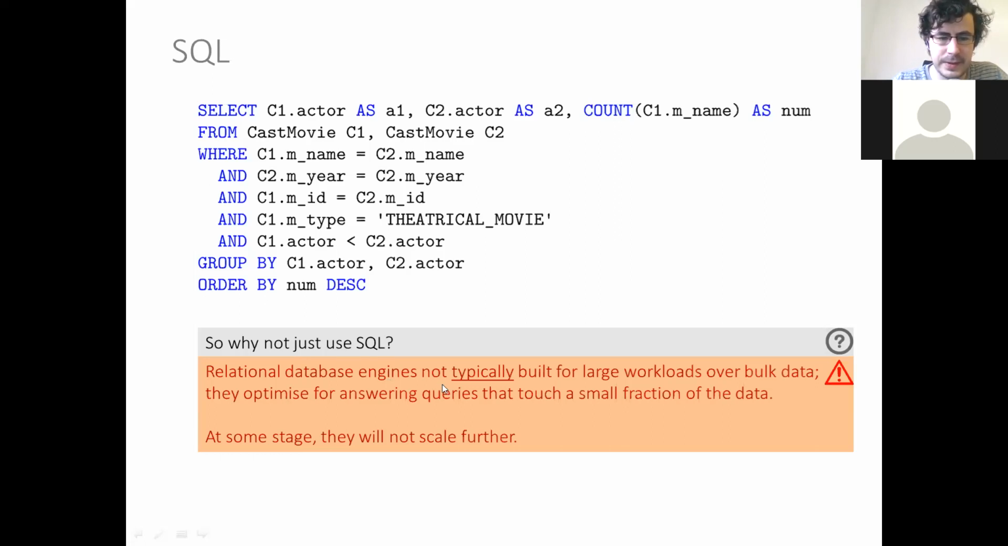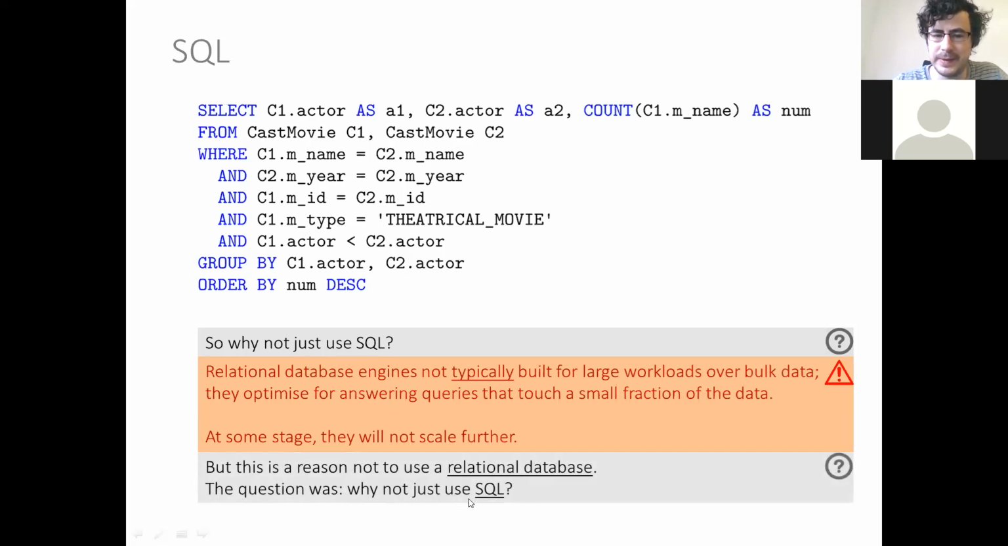So this is an answer for why we don't use relational database engines, but not an answer for why we don't use SQL, the language. Why don't we just have a language like this and maybe try to compile it into Hadoop jobs? So actually we could do that. That seems feasible. So we write this, and then instead of evaluating in a relational database engine, we translate it to Hadoop jobs and evaluate it on the Hadoop cluster.